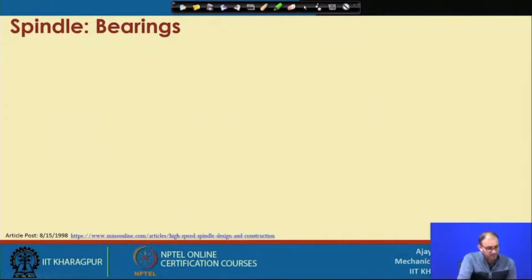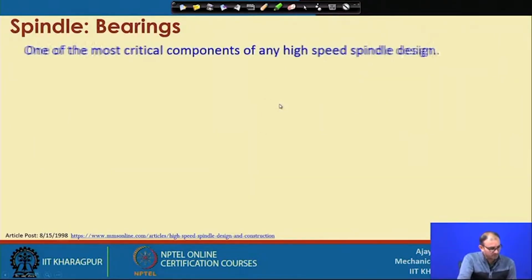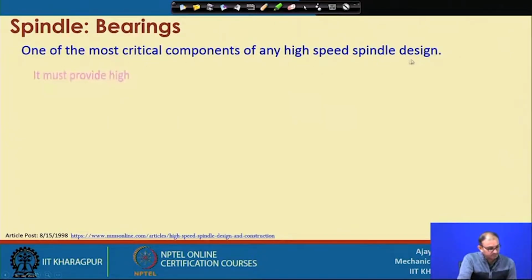Now, coming to the bearing, because we have seen in the 1 or 2 slides before that bearings play a very important role compared to other components. Wherever you want to transfer motion from one body to another body without much friction, the bearing is very important, so that it does not cause problems during the transmission or power losses. It is one of the most critical components of any high speed spindle design. So, what do we need from the bearing?